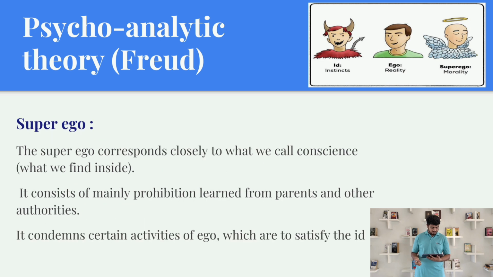Then comes the superego. The superego corresponds closely to what we call conscience. It consists mainly of prohibitions learned from parents and other authorities. It condemns certain activities of the ego which are meant to satisfy the ID. So it is the next level or the further division of the ego.